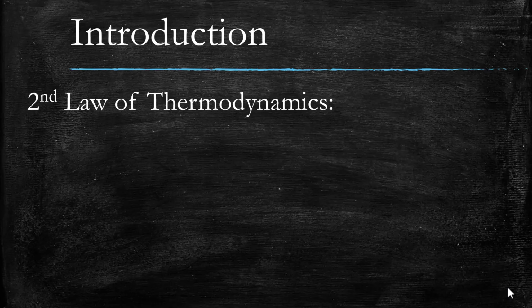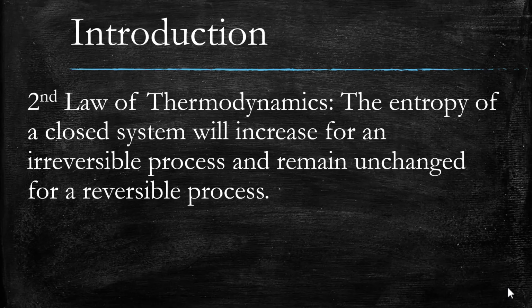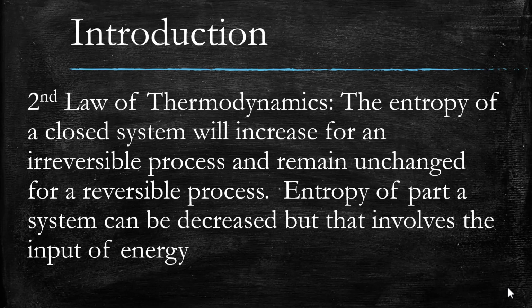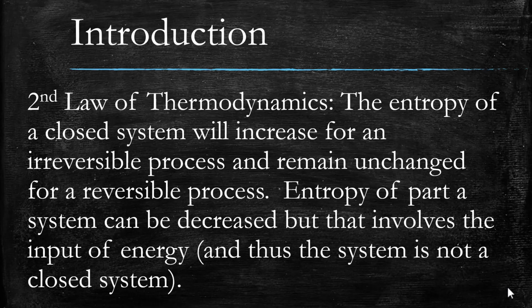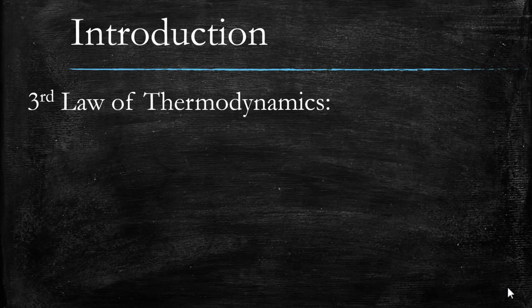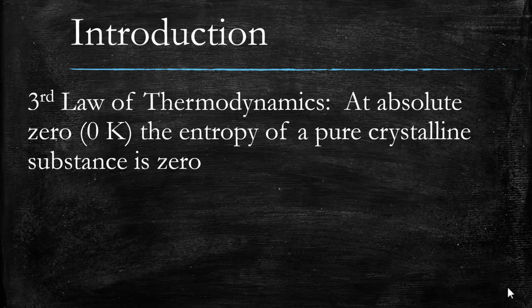The second law of thermodynamics states that the entropy of a closed system will increase for an irreversible process and remain unchanged for a reversible process. The energy of part of a system can be decreased, but that involves the input of energy, and thus the system is not a closed system. We will talk more about entropy several videos down the line. The third law of thermodynamics states, at absolute zero, the entropy of a pure crystalline substance is zero, and that's all we'll say about that.